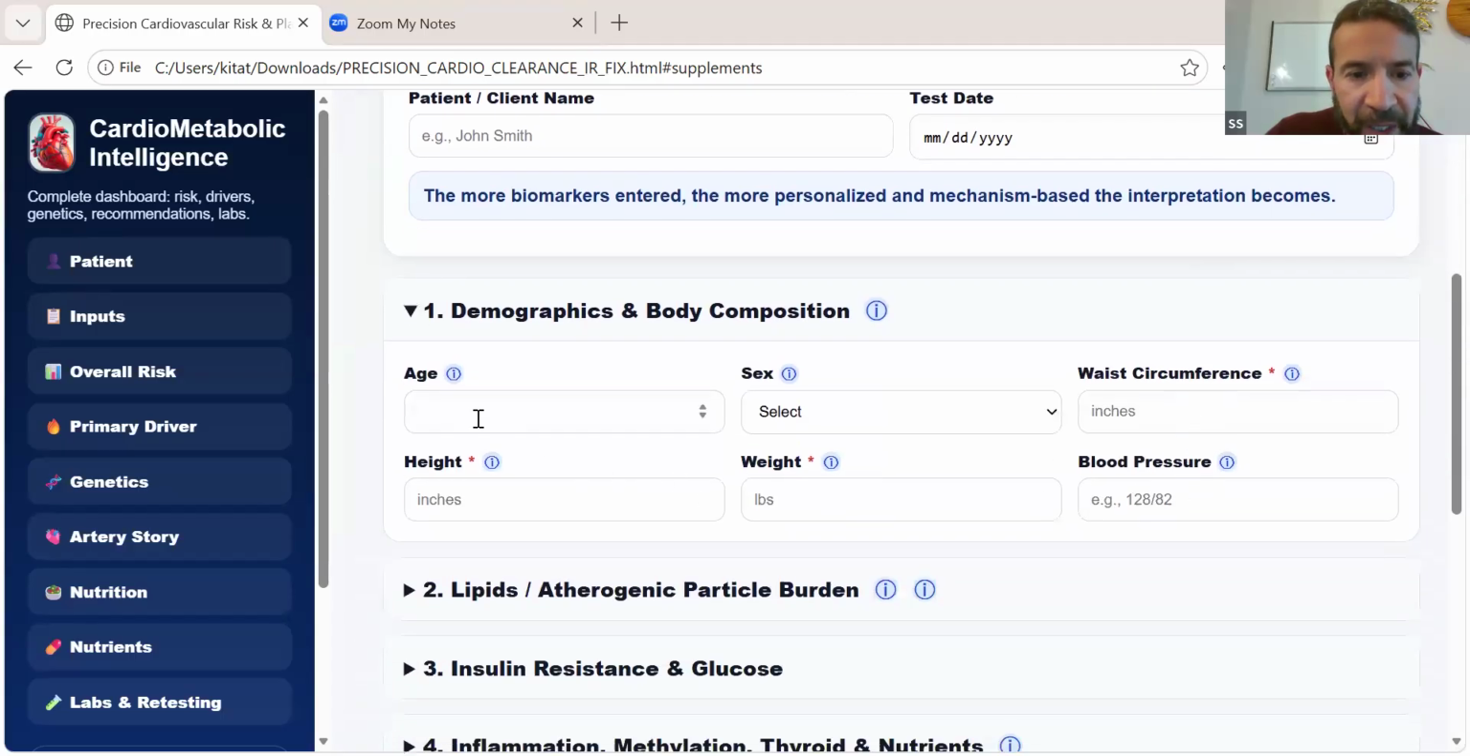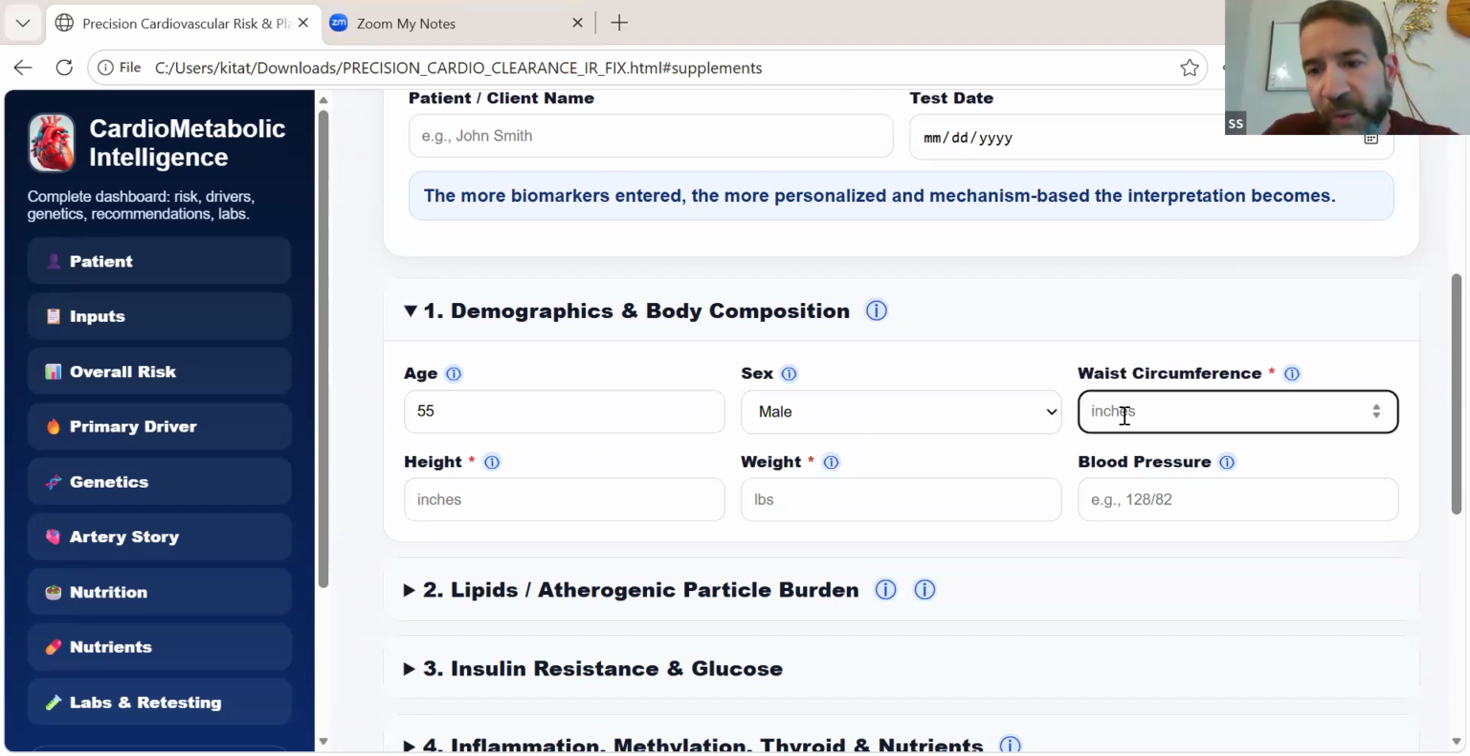Let's start with age. Why is age important? Because cardiovascular risk is a function of age and many variables. Now, age is something that is constant, and there is nothing we can do about it. But many of the variables that I'm going to show you are within our control. So let's say this is the waist circumference, which is the body composition, and it helps us estimate visceral fat. Let's say it's 34 for now.